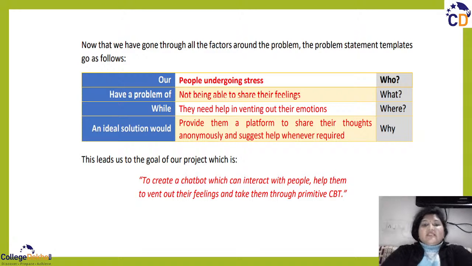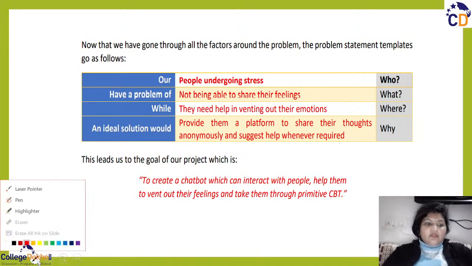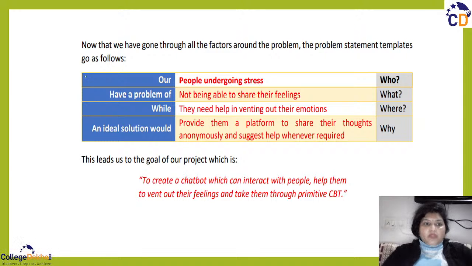So let us see, this is the 4W's canvas template for the first stage, that is problem scoping. Here we have the 4W's: first, second, third, and fourth, which is what we have talked about just now. This is a template where we talk about people undergoing stress, people who are having some kind of stress and have a problem of not being able to share their feelings, emotions, or thoughts.